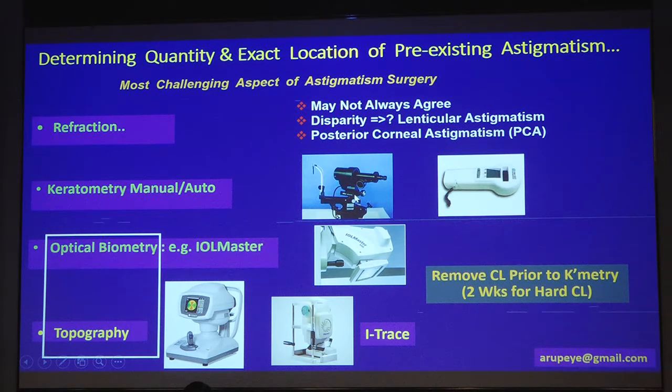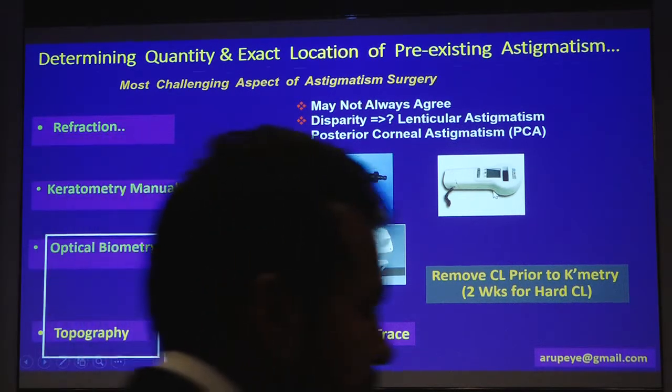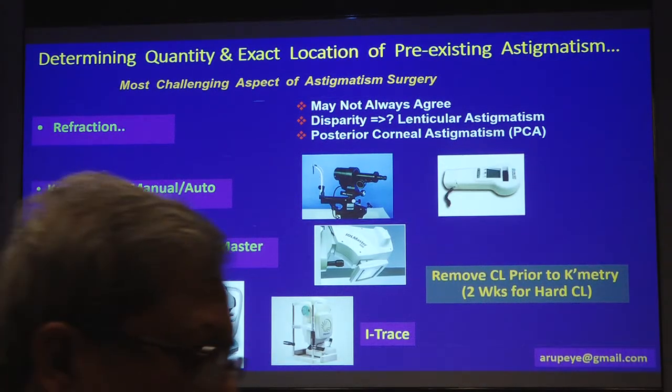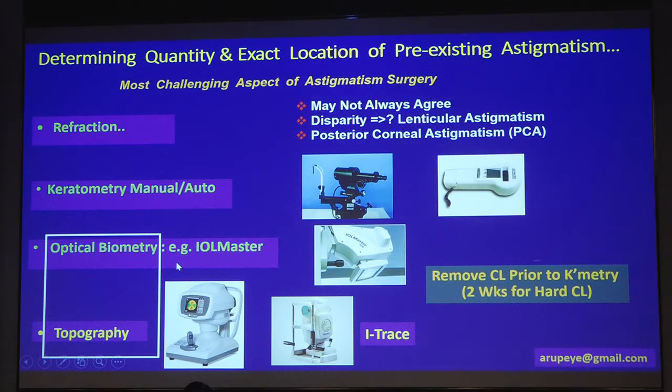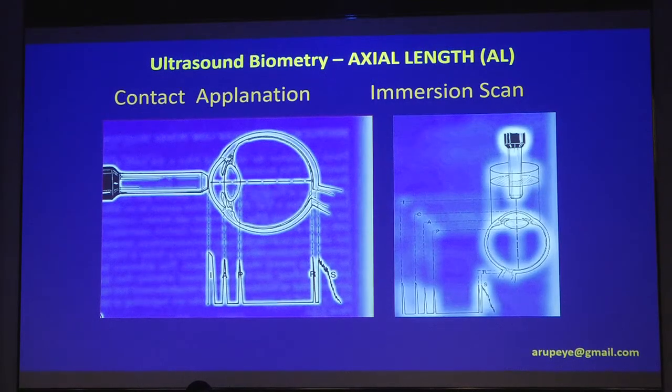I no longer perform a manual keratometry or autokeratometry, which is definitely a good thing. I mean, they give accurate results. So I measure the cornea using my optical biometer, and then I also perform a topography and eye trace for all my patients. And if the patient is on contact lens, then remove the contact lens a couple of weeks prior to all the investigations.